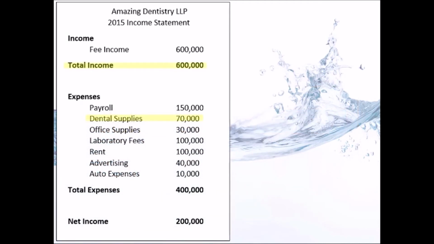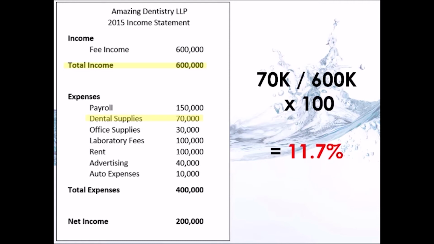Using our simplified profit and loss statement from a prior video, again, our gross income is $600,000, and in our sample here, our dental supply bill was $70,000. Well, I ask the question, is this too much? Is it right on target? Well, if we take 70,000, divide by 600,000 times 100, we're at almost 12%. And as we just said, the national target there is 5%, almost half, right?